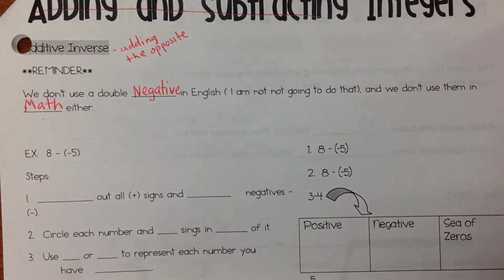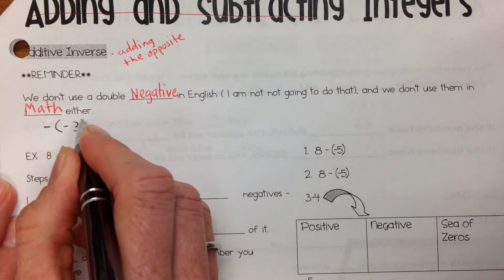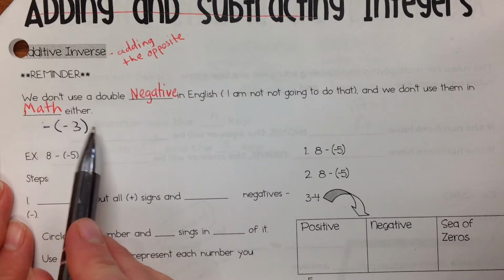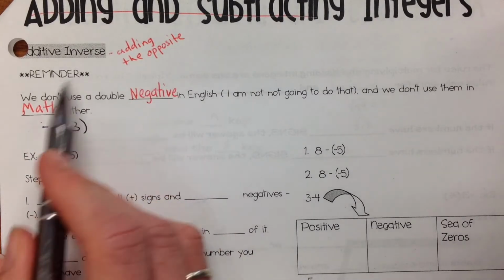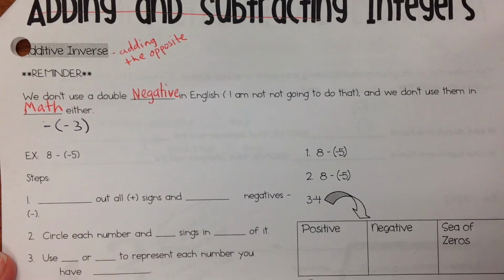Okay, so let me remind you that in math we see it like this. This is a double negative. This is saying not 3. If it's not 3, it's really 3. Okay, so that's an example of a double negative. Here's an example we want to look at.